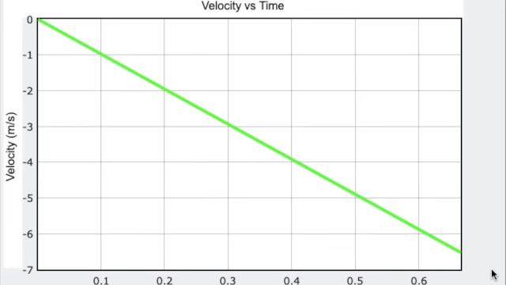Now let's look at the velocity over time graph of our gravity-only model. We can see that the slope of the velocity is constant. It continues to expand in the negative y direction as time progresses. This shows that in freefall, terminal velocity cannot be reached.